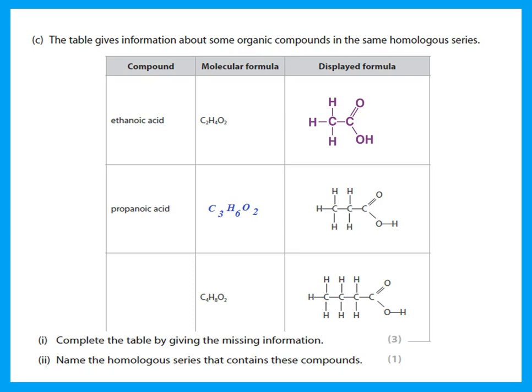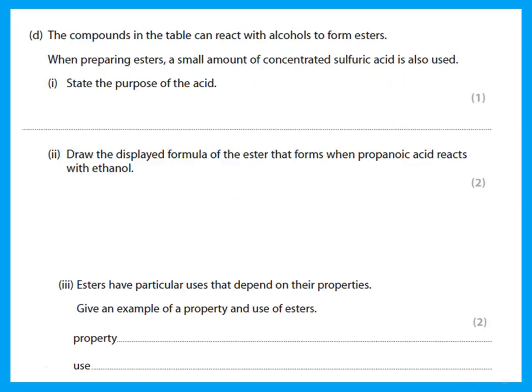Now, what is the name of this compound? Remember that this is something that's an acid. It has 4 carbons. The acid that has 4 carbons is called butanoic acid. Now, name the homologous series that contains all of these compounds. Of course, all of these compounds are called carboxylic acids, or they belong to the homologous series called carboxylic acids. The compounds in the table can react with alcohols to form esters.